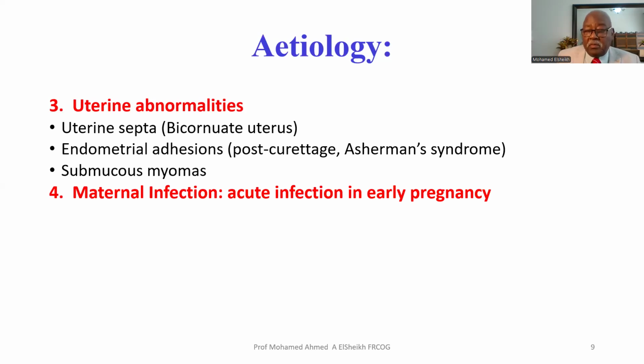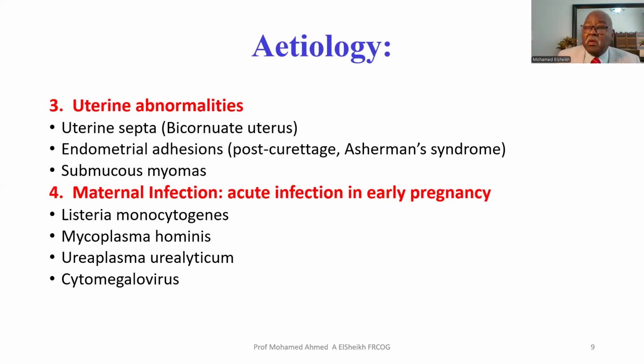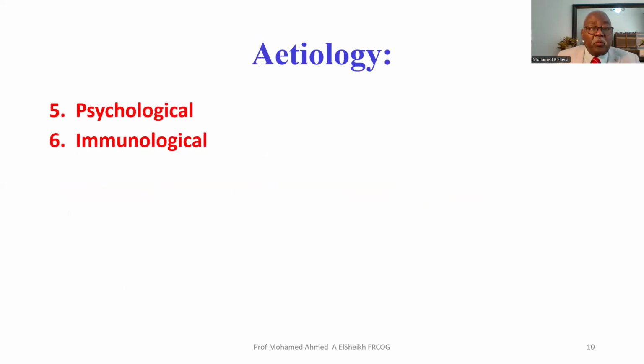Maternal infection, especially in early pregnancy. And these are the organisms that could lead to miscarriage: Listeria monocytogenes, Mycoplasma hominis, Ureaplasma urealyticum, cytomegalovirus, and toxoplasmosis. So if any one of these occurs early in pregnancy, the chance of a miscarriage is there. The fifth group are psychological, then immunological.